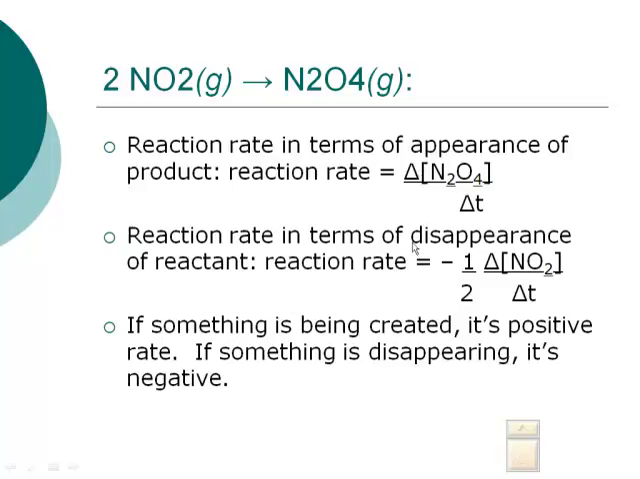But reaction rate in terms of the disappearance of the reactant is a little different. It's going away, so it needs to be negative. And notice this. You see the 1/2? 1/2 change in molarity of NO2 over time. So this coefficient made the reaction rate go away in half. It says if something is being reacted, it's positive rate. If something is disappearing, it's negative rate. I think I pounded that into your head enough this time.